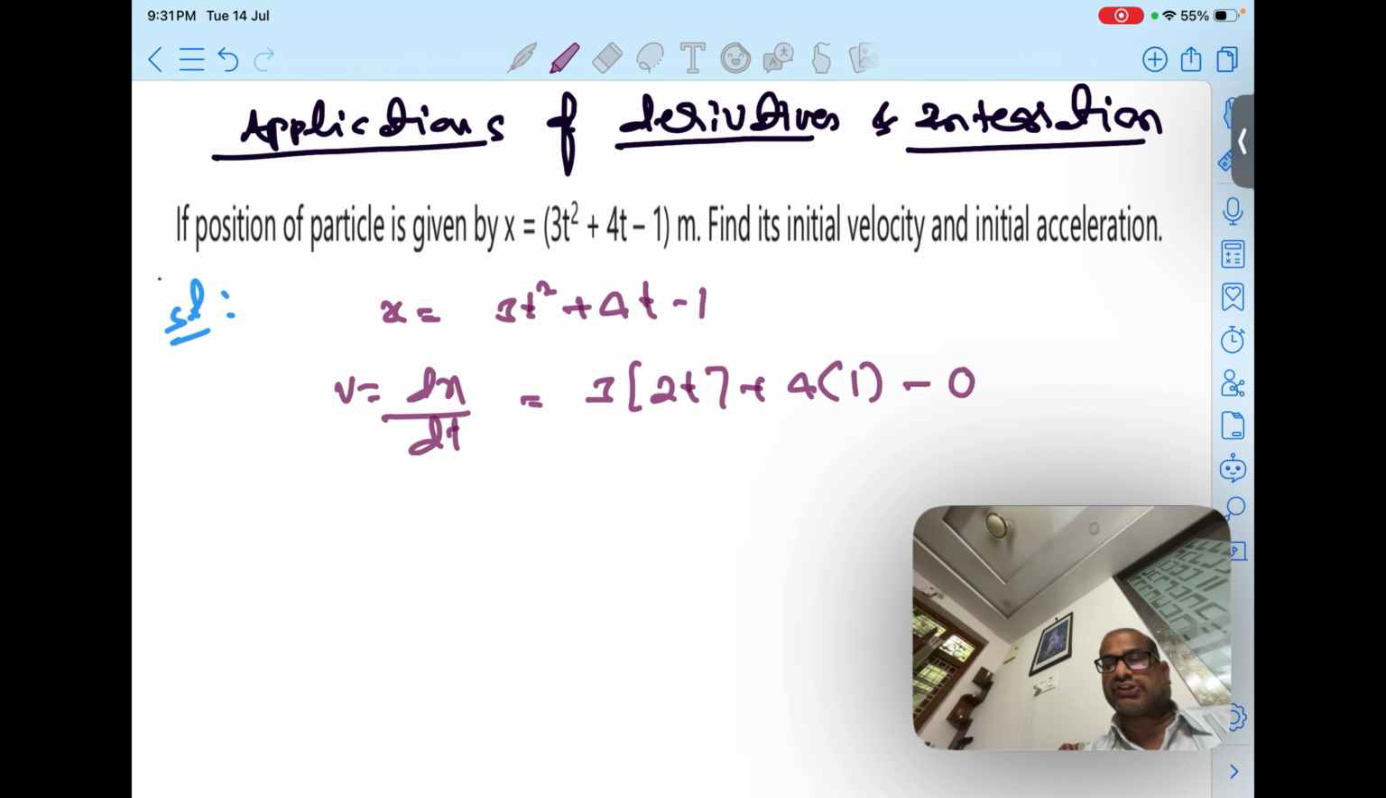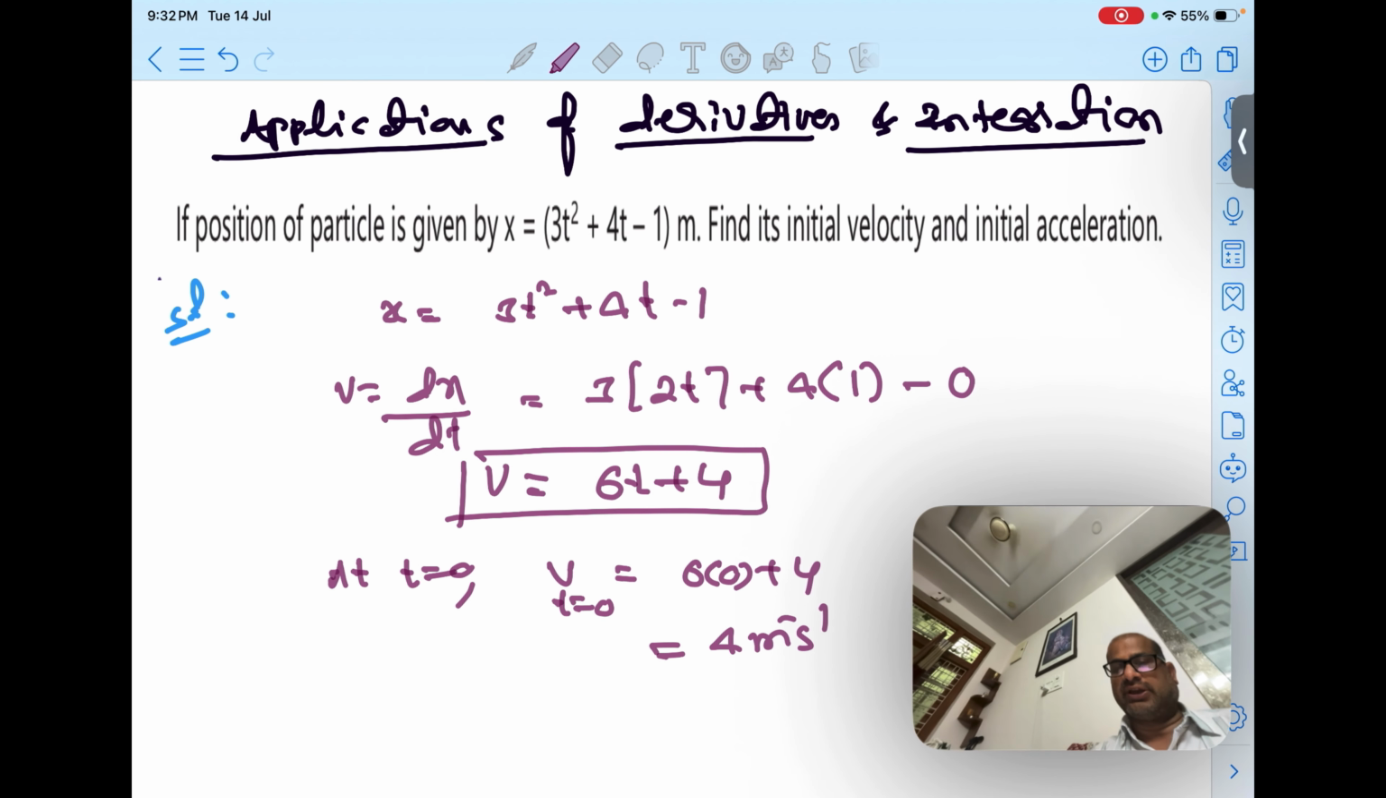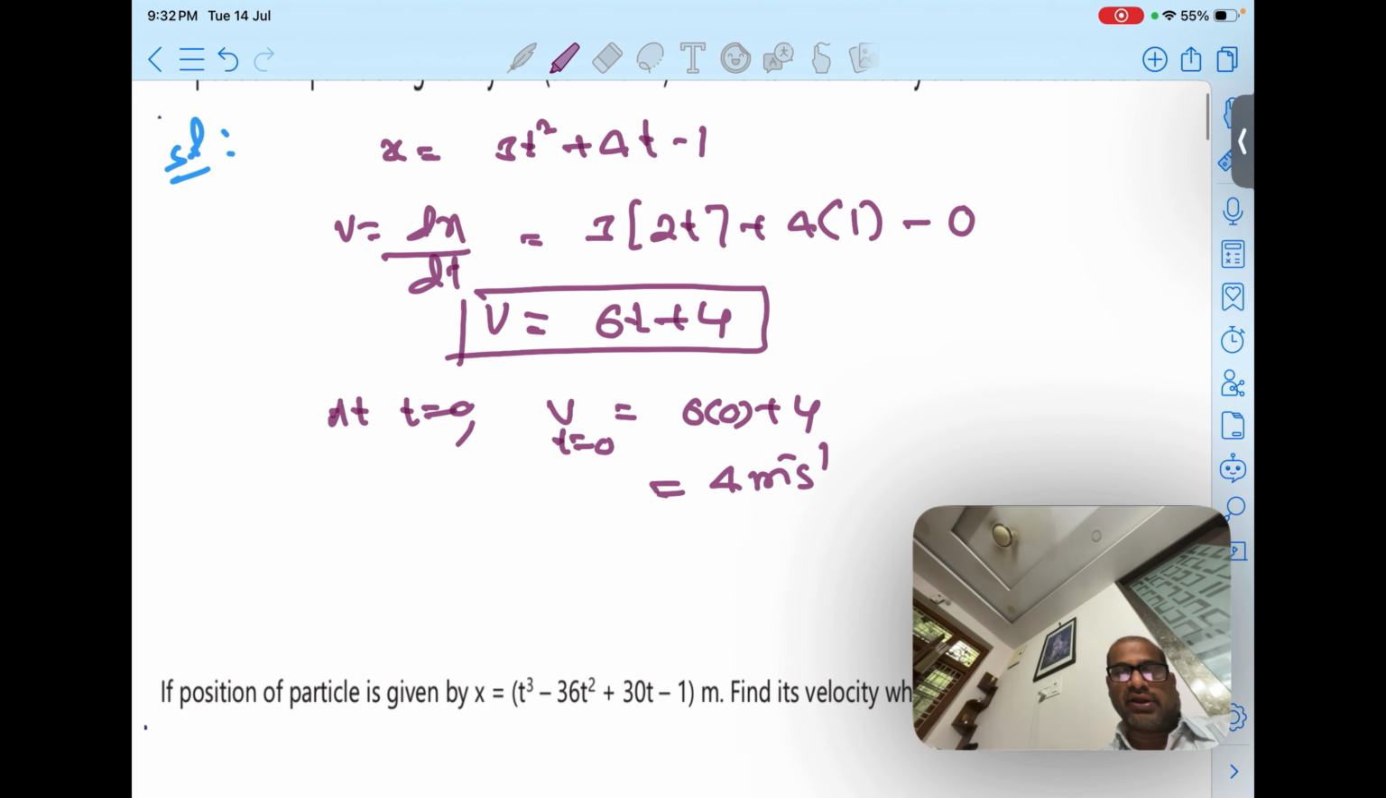He is asking initial velocity. Initial means what? The value at starting time, so t is equal to 0. So velocity at t is equal to 0 is called initial velocity, so 6 into 0 plus 4 is equal to 4 meter per second.